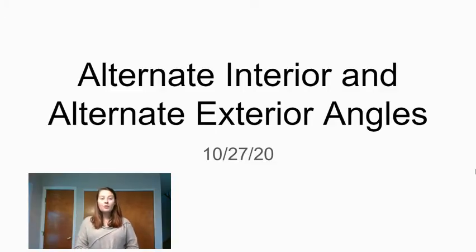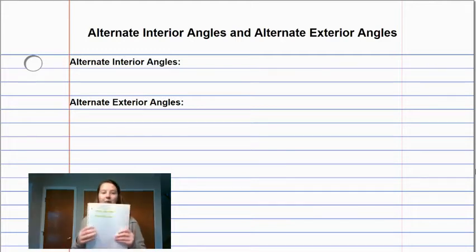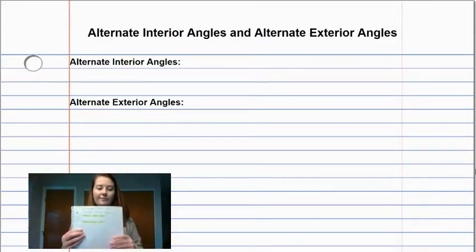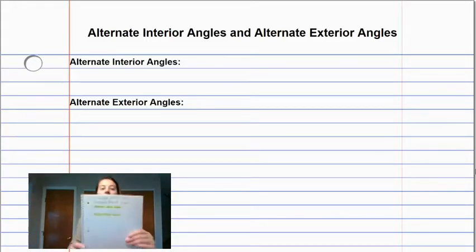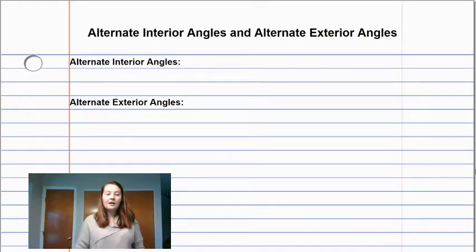So today we're going to build off of what we learned yesterday. We're going to learn about two different types of angles: alternate interior angles and alternate exterior angles. We're going to do the same thing we did yesterday. You have your notebook paper. Title your notes. Put the two vocab words, alternate interior angles and alternate exterior angles, and leave space to write your definitions. We will be coming back after we write our first definition, and we'll come back to write the second one as well.